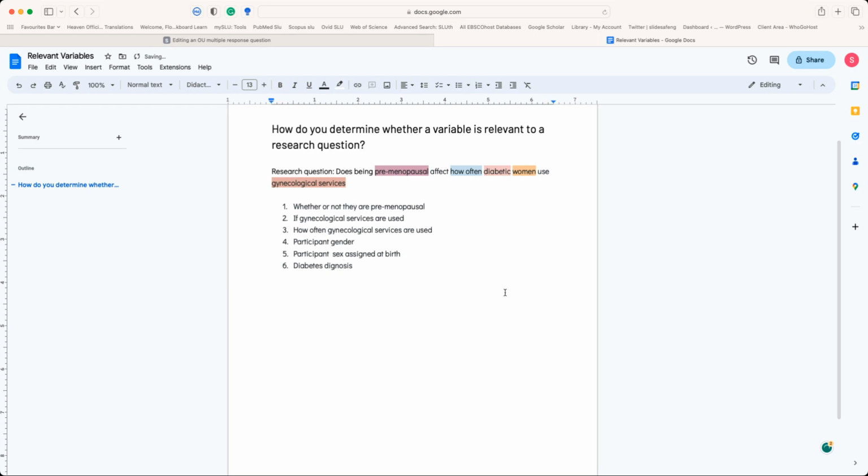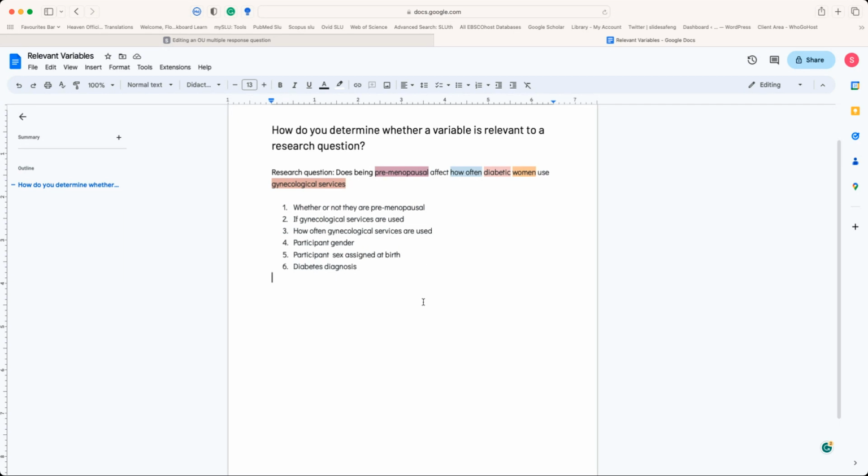So based off the research question alone, we've been able to find six variables that are relevant to this research question or to this research. So this is how you figure out which variable is relevant and which is not, in case you're trying to find that out.